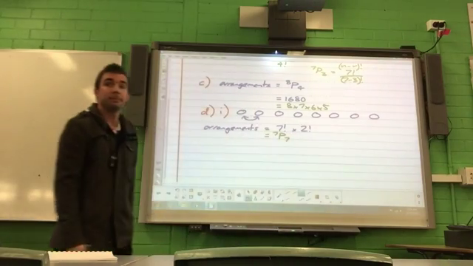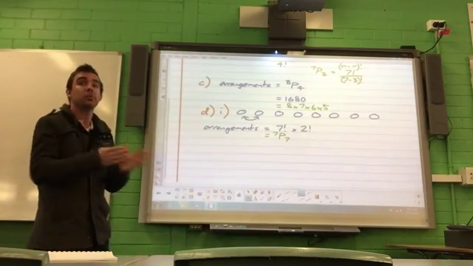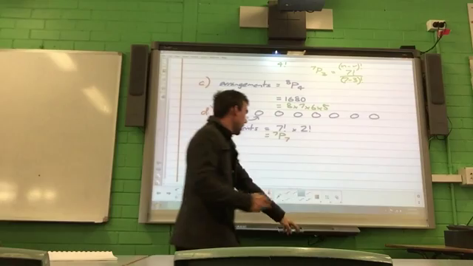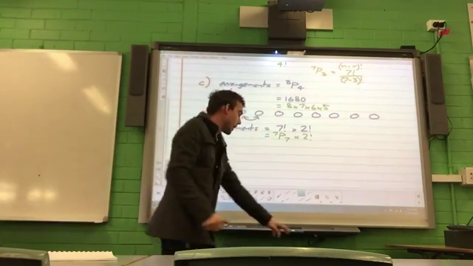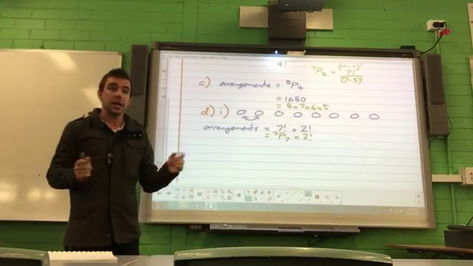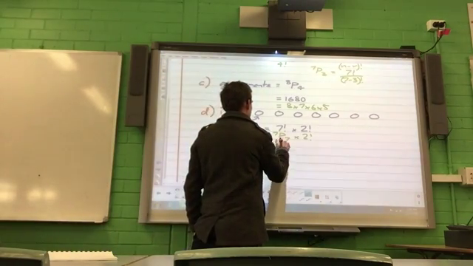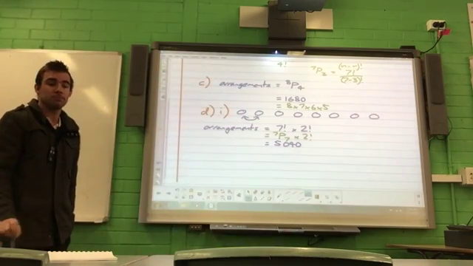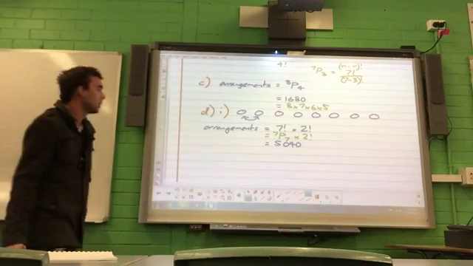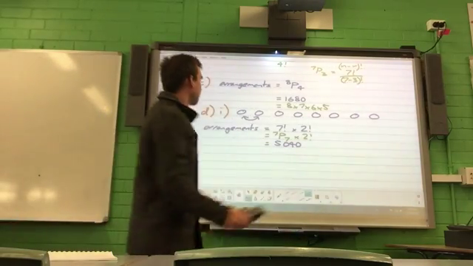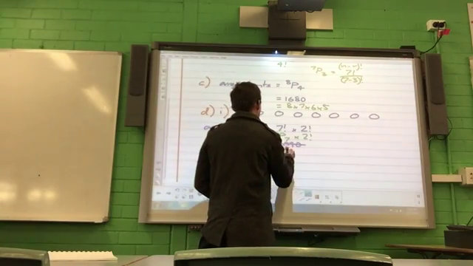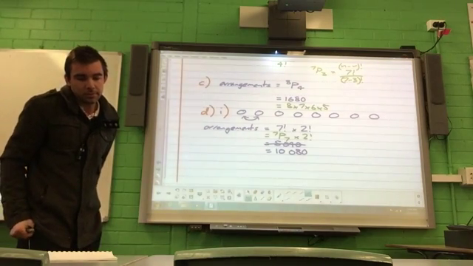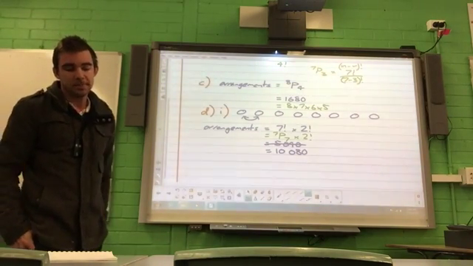7P7. How many ways can we arrange 7 people in 7 places on a line? 5,040. Yep, and then we have the 2 factorial ways the 2 boys can be arranged in those specific spots. So 5,040 times 2, that's 10,080. So the 2 boys are together.